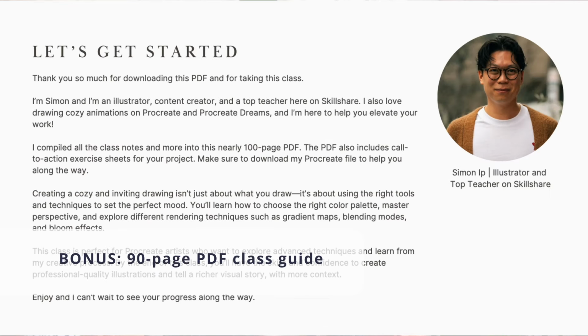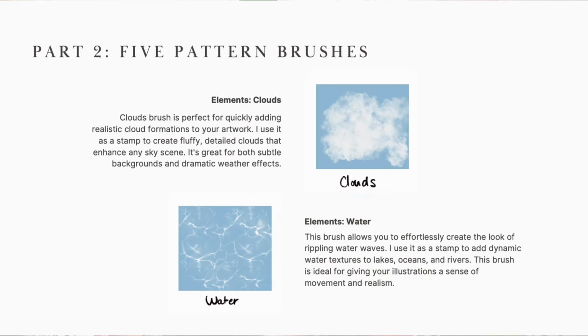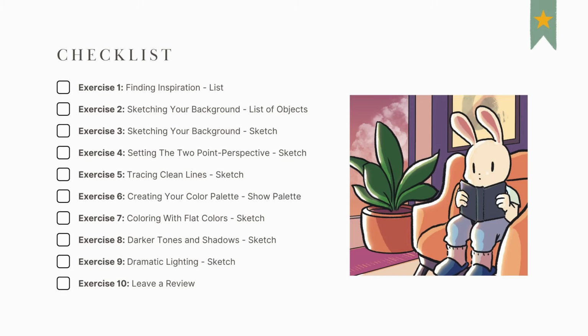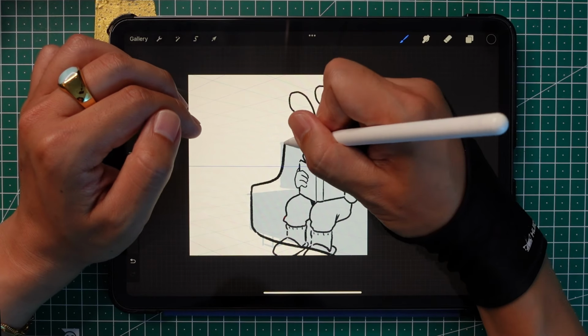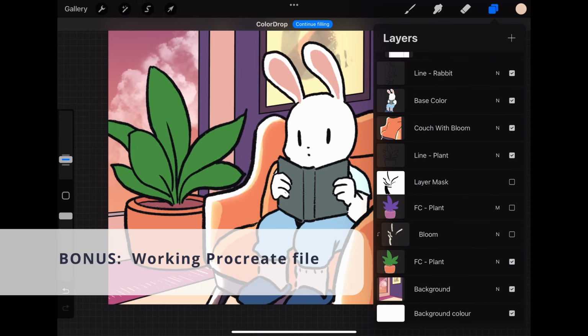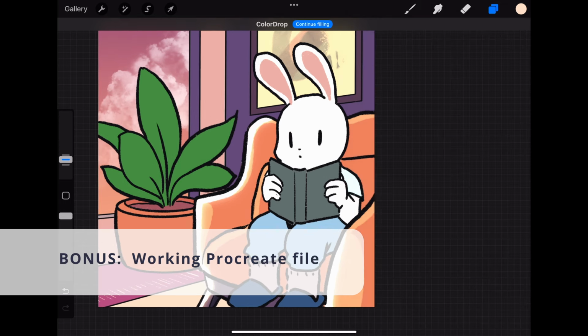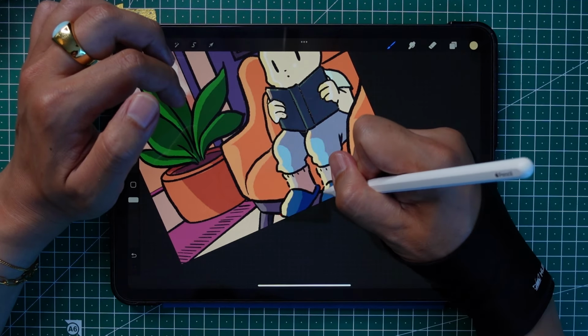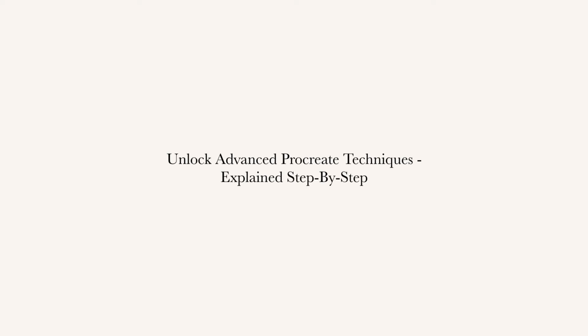And here's the bonus. You'll also get access to a nearly 100-page PDF that summarizes the entire class and includes call to action exercise sheets for your project. Plus, you'll get my Procreate file that you can download and work from so you can better understand how I layered my different drawings.